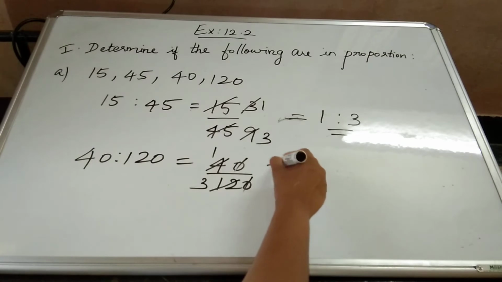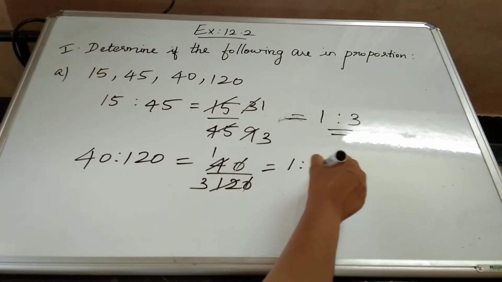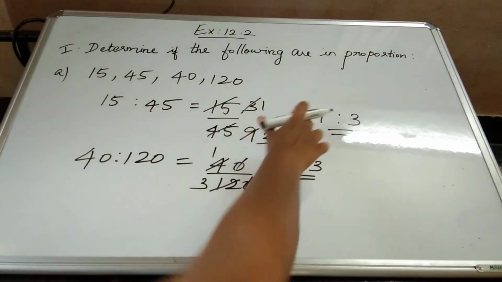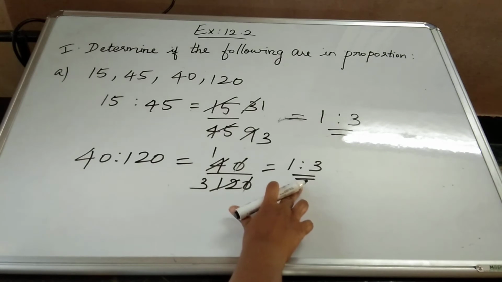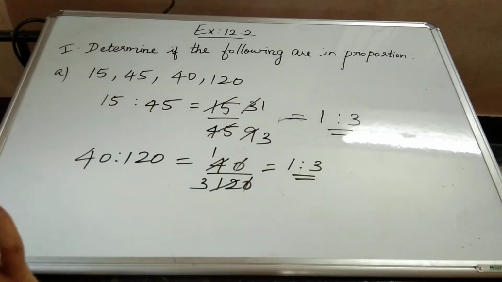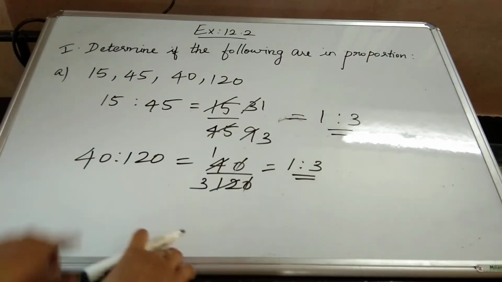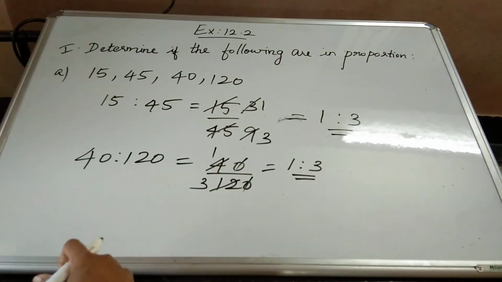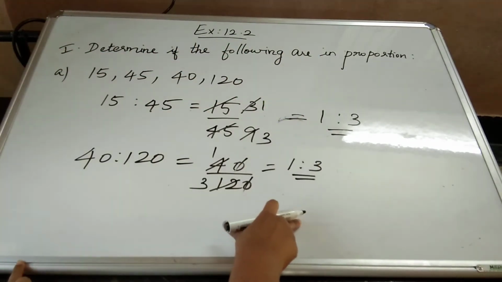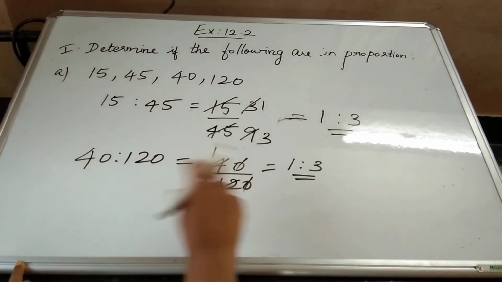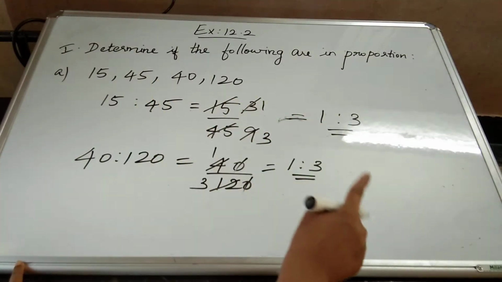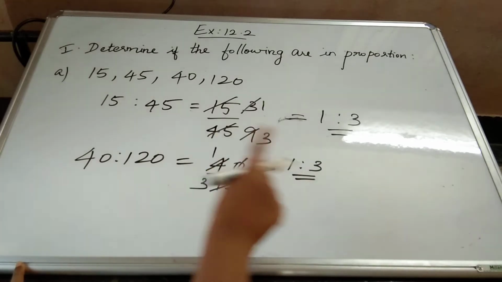How can we write it in the form of a ratio? 1 is to 3. So here also 1 is to 3. So the ratios are equal. Okay, so we can say that they are in proportion. If the ratios are equal, we can say that they are in proportion. Our question is to determine if the following are in proportion, and they are equal.